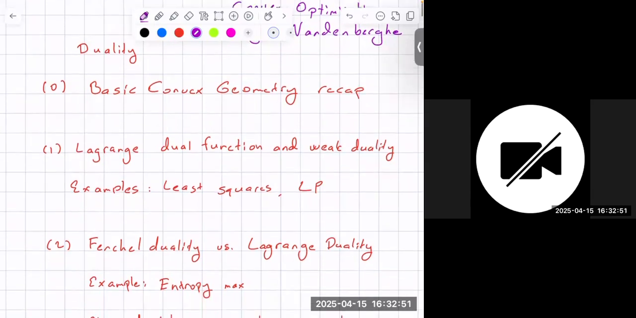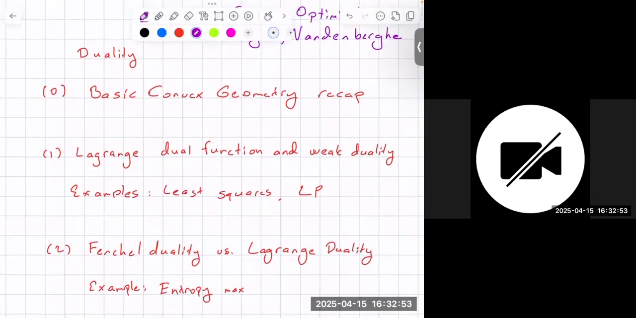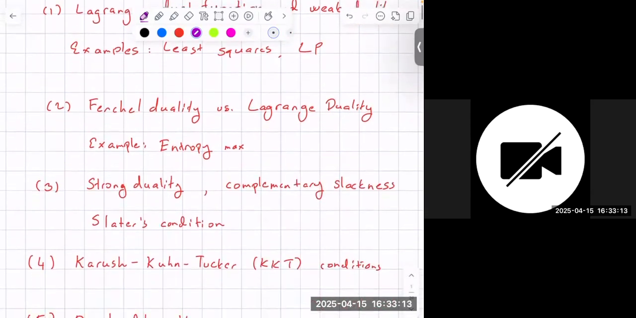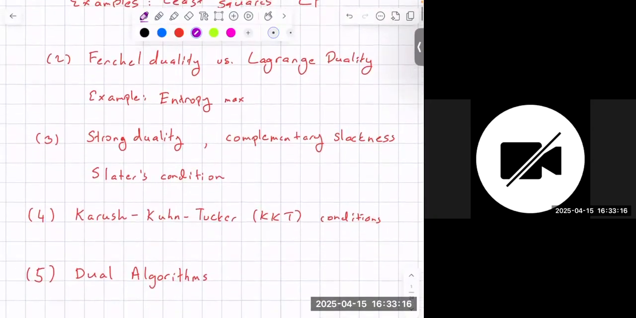So like a rough overview of what I want to do. There'll be some basic convex geometry. Then we will learn what Lagrange duality is, and I'll give you some examples on it. Then there is another one called Fenchel duality. Then we will look at it and compare it with the Lagrange duality. Then there are some results called strong duality theorems, KKT conditions, and then eventually this will give you new algorithms.